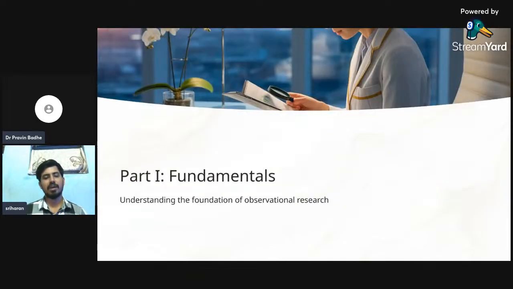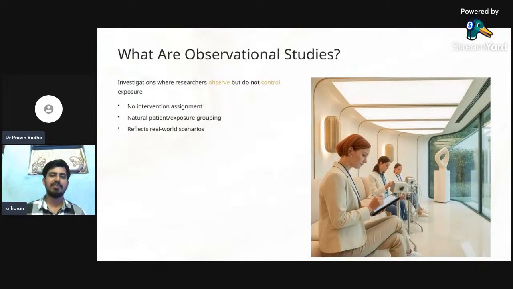Next, the fundamentals. First, what is an observational study? It is one type of study in clinical research. Research studies are divided into two types: observational studies and interventional studies. In an observational study, as the name itself says, we only observe the patient. No intervention takes place.